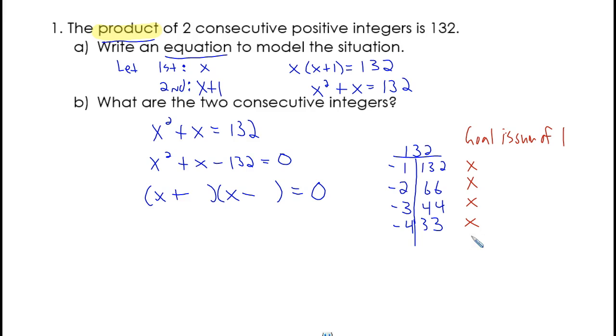So we've struck out so far several times. So we will try 5 does not go into 132. 6 does. How many times?